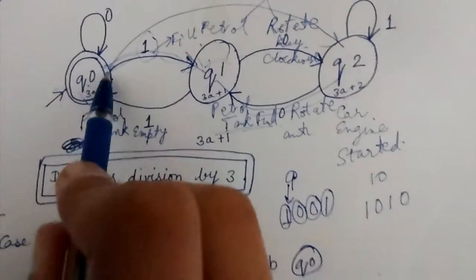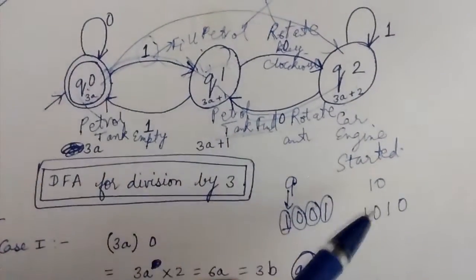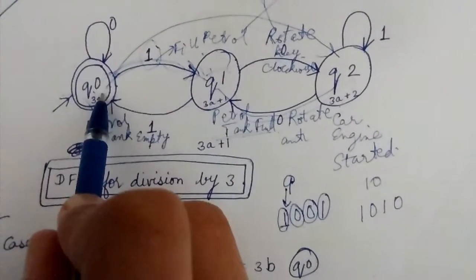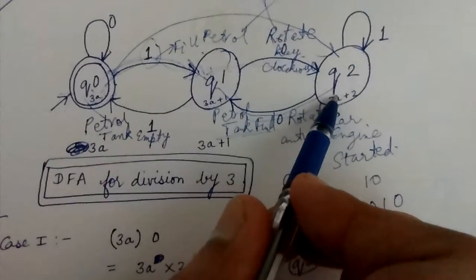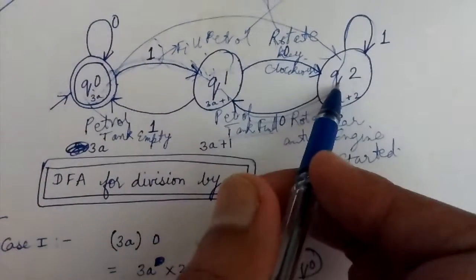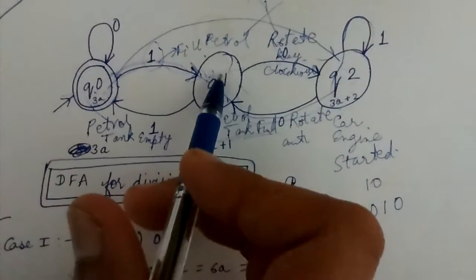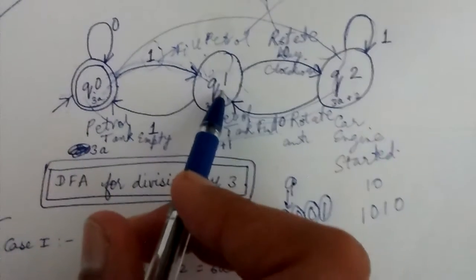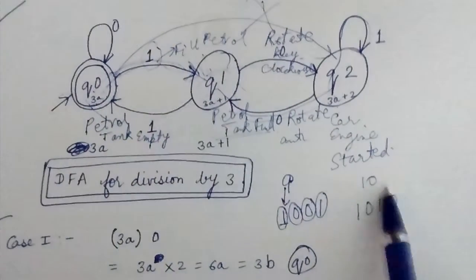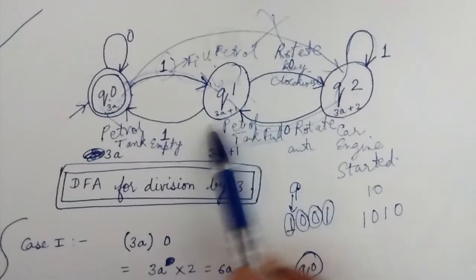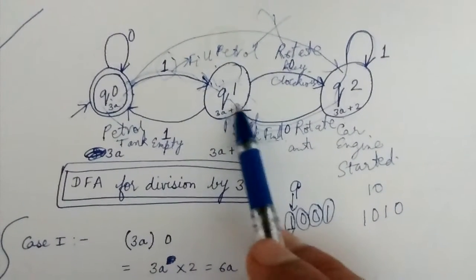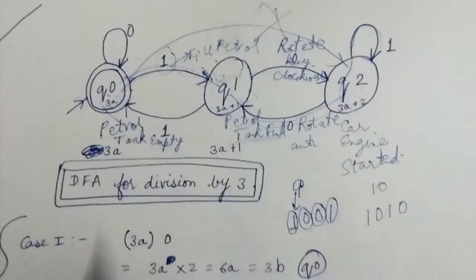So I'm just taking 10 as input. 1, 0, 1, 0. So finally I land at Q1. So 10 is of the form 3a plus 1. So it is not divisible by 3. It leaves a remainder of 1 when divided by 3.